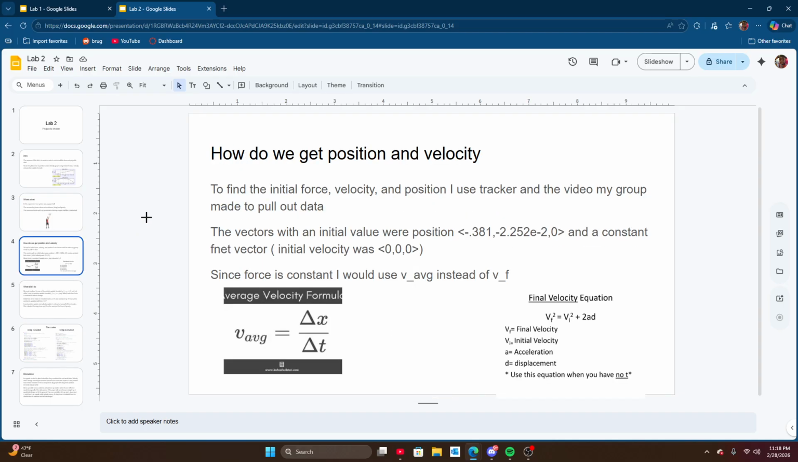How do we get position and velocity? To find the initial force, velocity, and position, use Tracker with the video of my group. Use it to pull out data. The vector with the initial value or position, and a constant F net vector. And then velocity, initial velocity was 0. Since force is constant, I would use V average instead of V final.